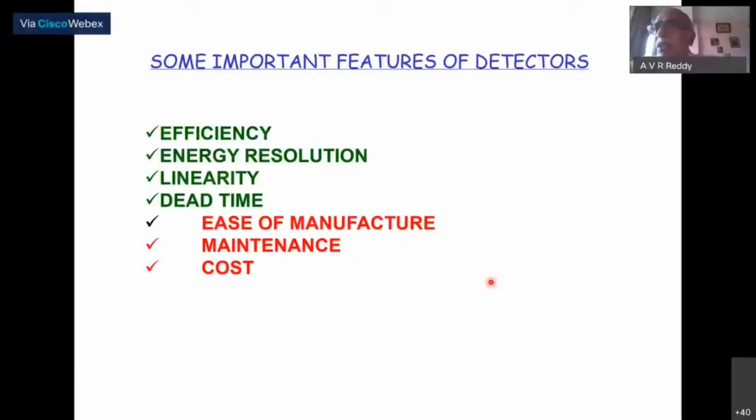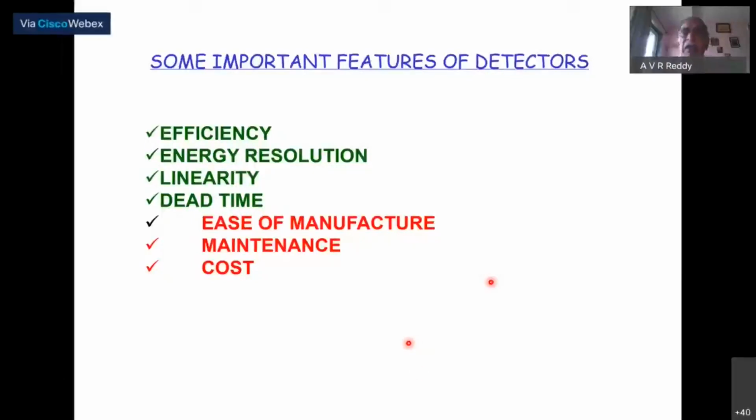And the rest of the considerations are money related. Ease of manufacture is one; accordingly, the price will change. Then maintenance, what is the running cost? For example, if you use semiconductor detectors, most of the time we have to use liquid nitrogen while using them. We have to cool them. And of course, the cost, the price of the detector. These are the considerations we have to see. First four are technical, next three are related to the money.